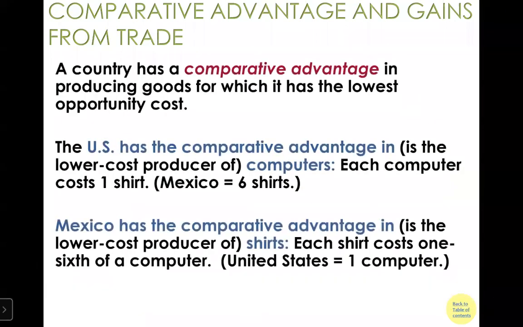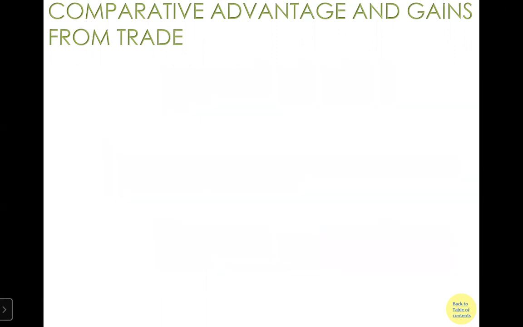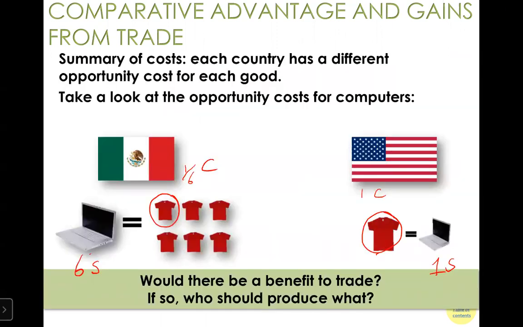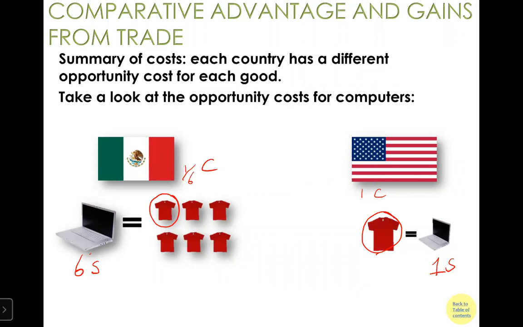So we say a country has a comparative advantage in producing goods for which it has the lowest opportunity cost. How do we understand that? Let's just go back to here. So it's easier to understand, easier to see, right? Based on the definition, the United States has comparative advantage in producing computers.